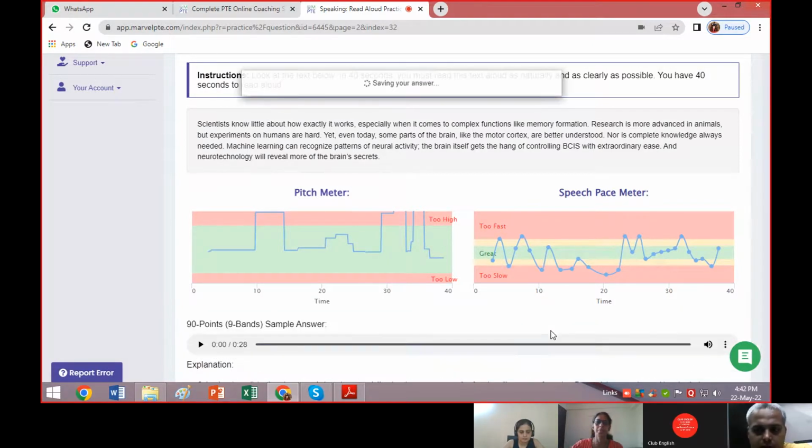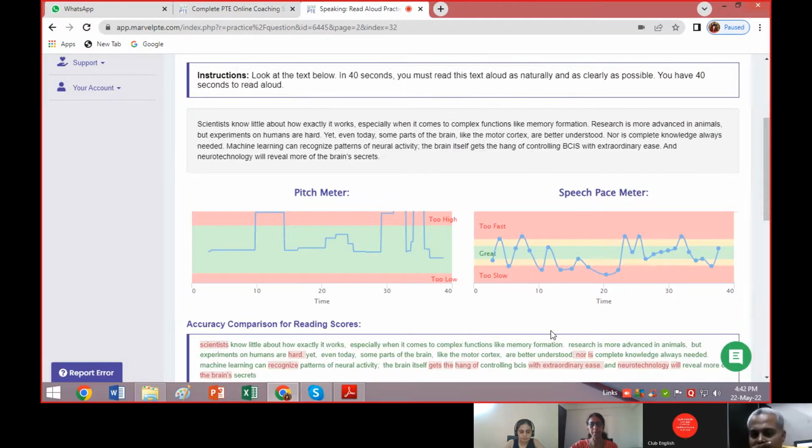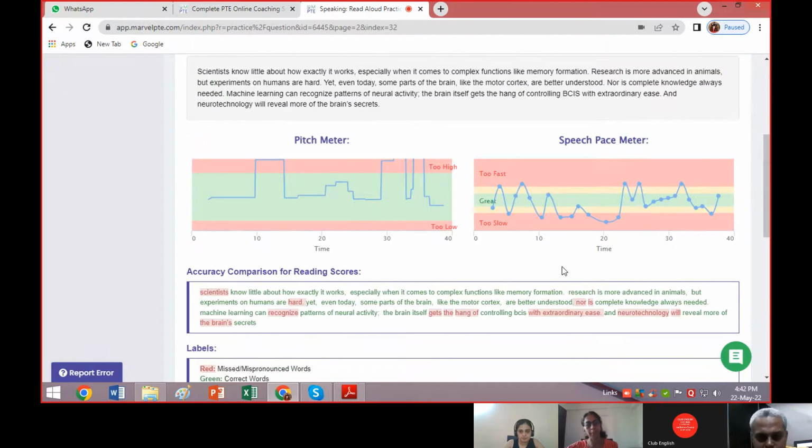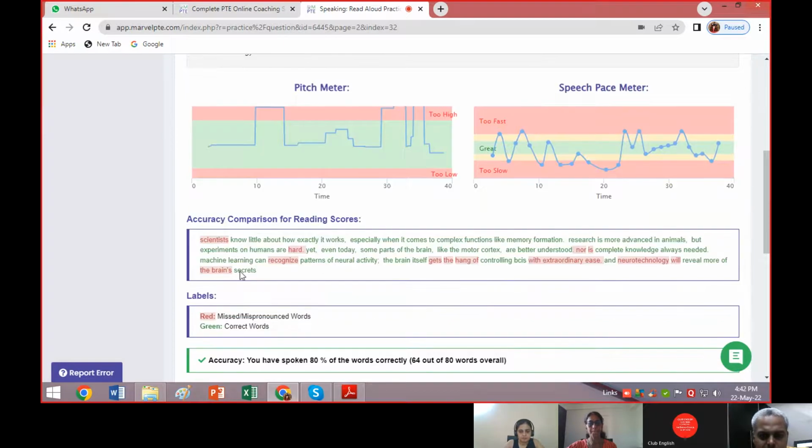Stop recording. Okay, now it is saving your answer. As you can see, I have not done it in a nice way, so as to let it check. So see, it's checked almost all the things. So, as you can see, all those words in red: scientist, hard, recognize. Whatever I pronounce in a different way is not very good.